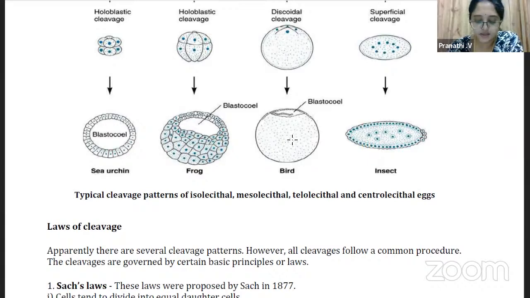So in the blastula, let me see if I have a better picture. Please give me a moment.